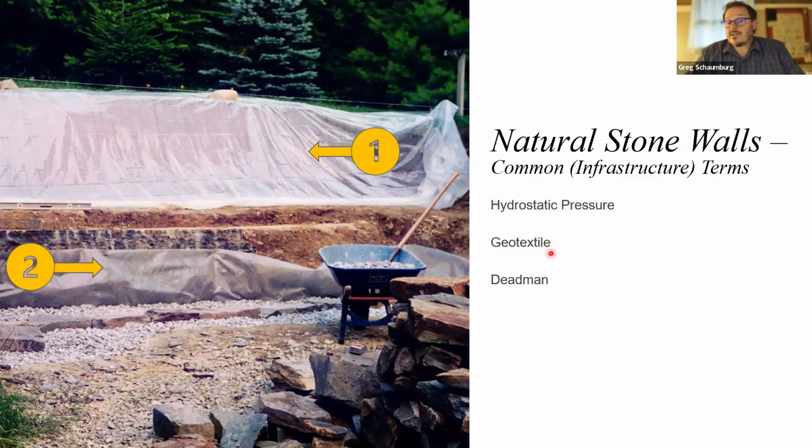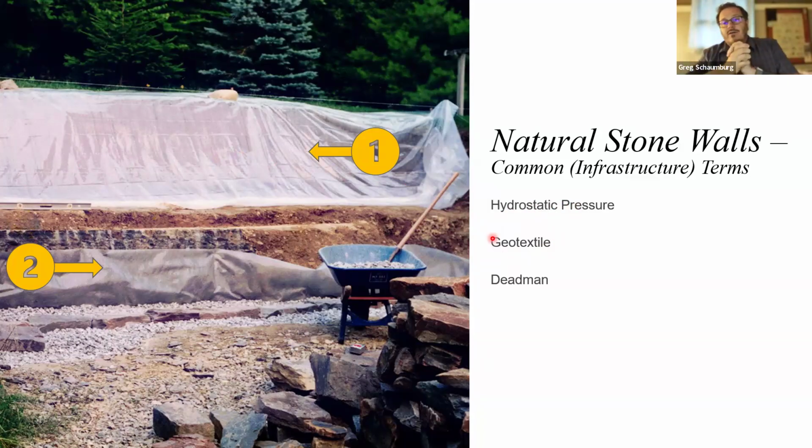We also find it's really important to use geotextile. Geotextile is essentially a filter fabric that keeps the dirt on one side and keeps the clean gravel on the other. If you didn't have it, eventually the soil and silt that's in the soil would work its way through there.